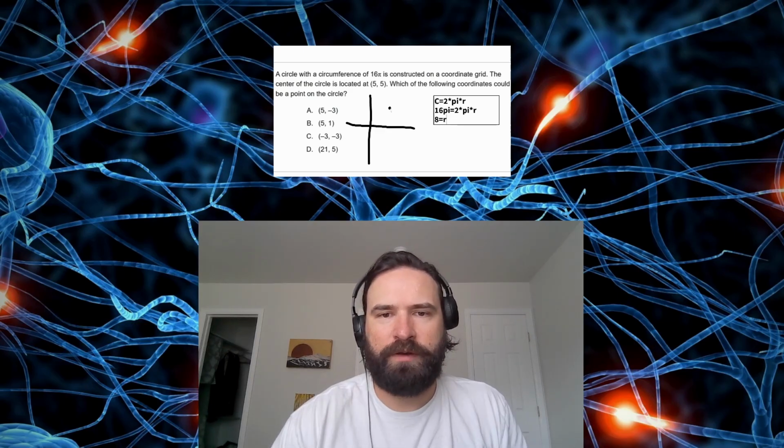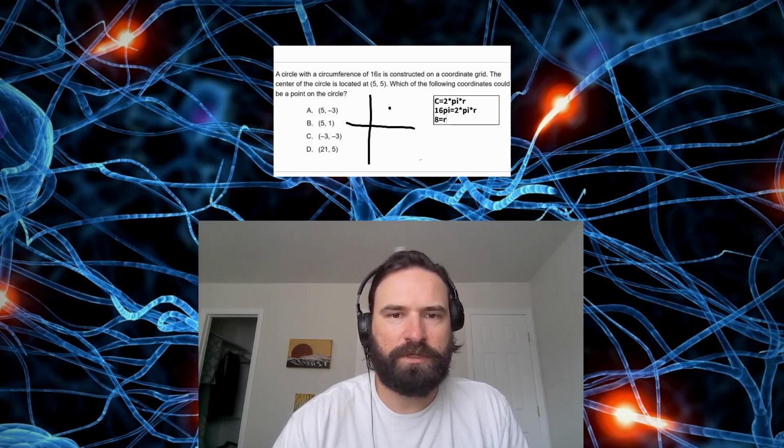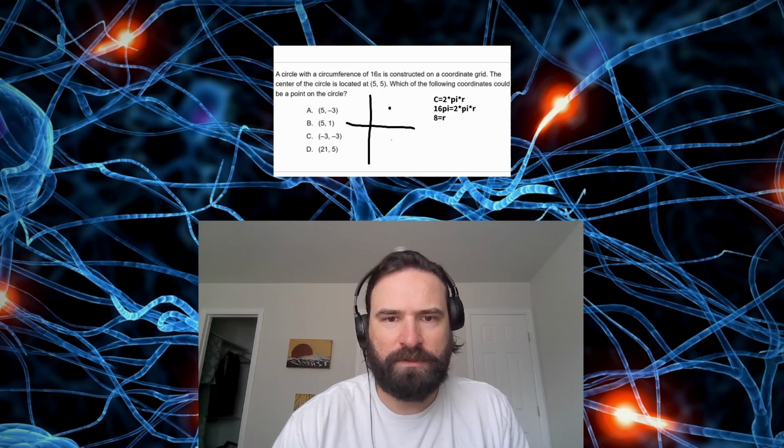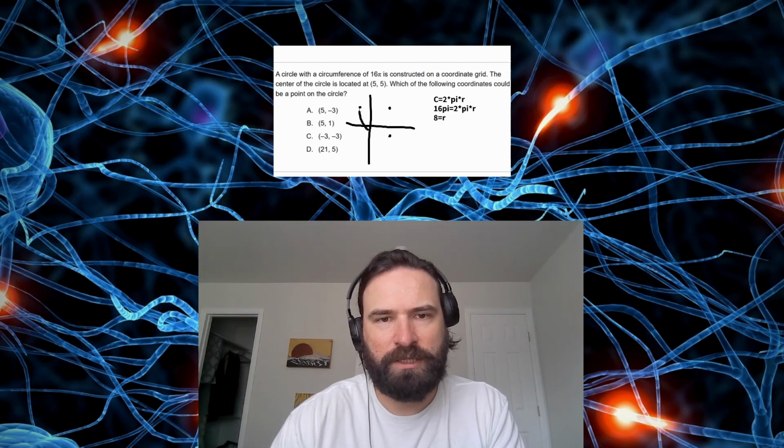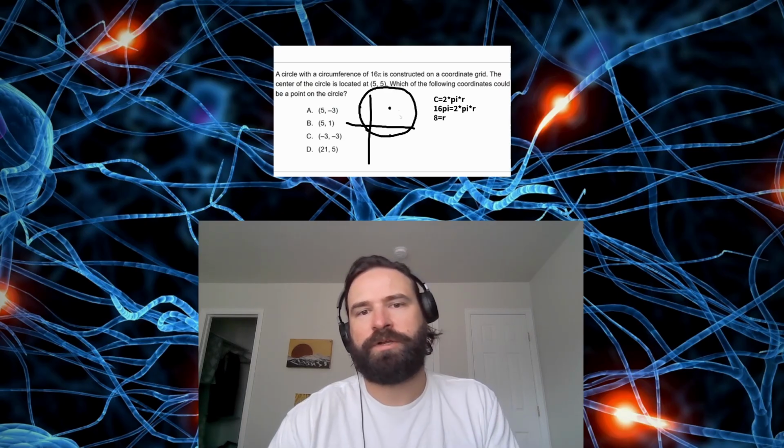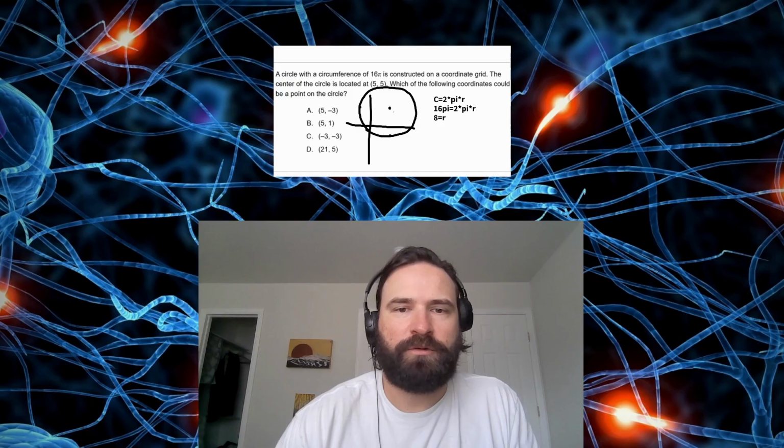So now I know that if I draw a radius 8 units from our center, that's going to be how big our circle is. This is 5 up, so let's go 3 below the x-axis, and then also 3 to the left here. And our circle should look something like this. It's going to be pretty big. Not the best picture, not super circular, but I think you get the idea. It has a radius of 8.